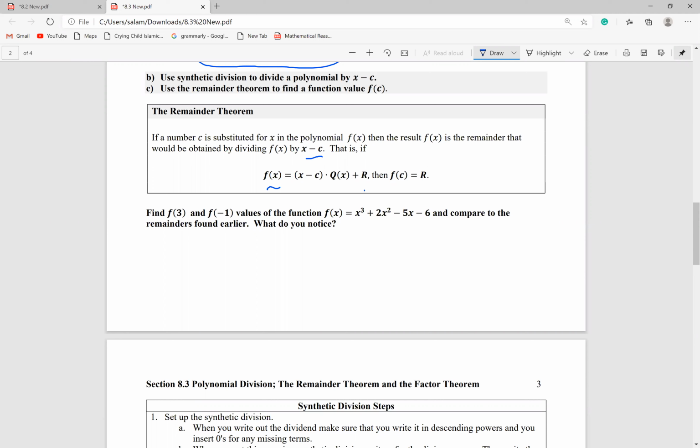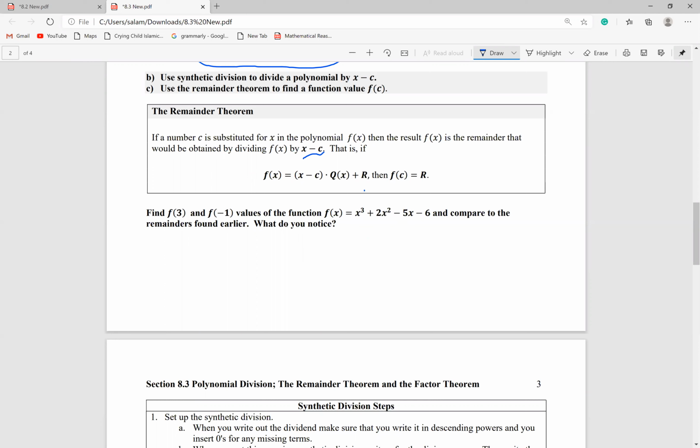You're just trying to tell us that now this is your divisor. If x minus c is your divisor, and you find f of c, that will give you the remainder. Okay, so now let's try to see that in a more practical way, because this is kind of abstract.